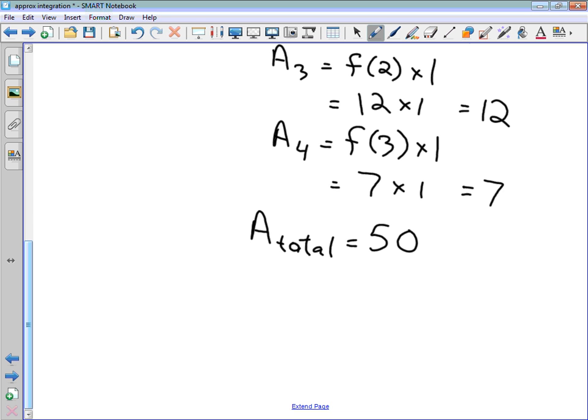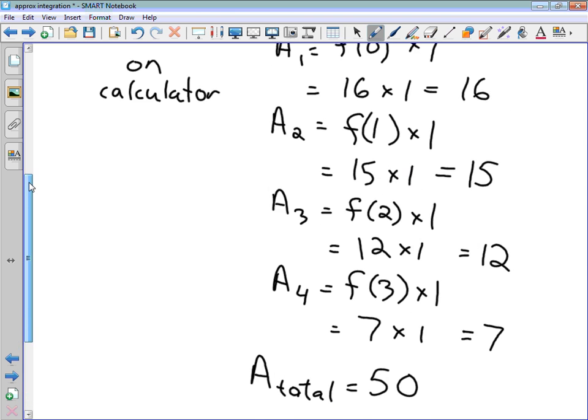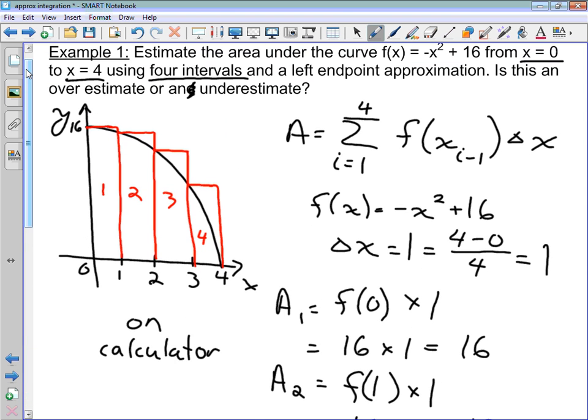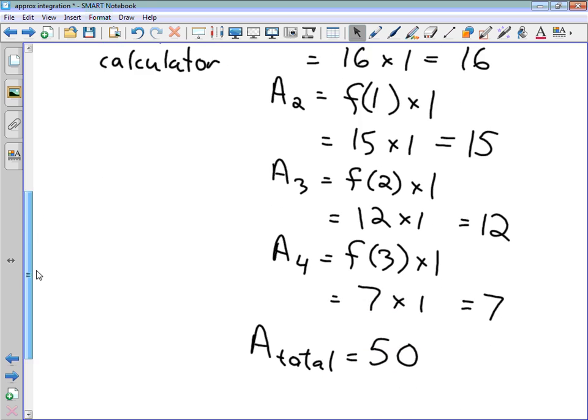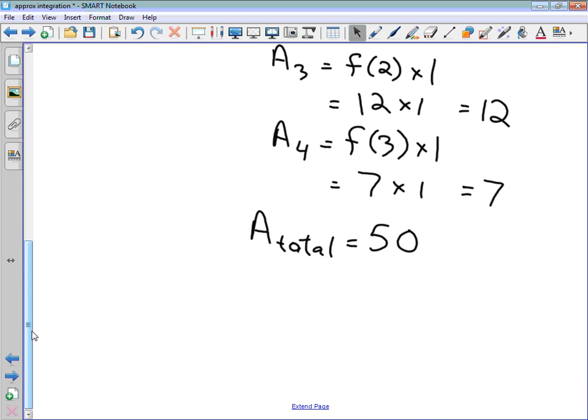Now the final thing that we're asked here is, is this likely to be an overestimate or an underestimate? Well, if we look at our graph, we can see that when we drew each of our rectangles, we had a fair bit of area that is in our rectangles but is not under our curve. So it looks like what we've got here is an overestimate, that our rectangles are too big. So we can just say this is an overestimate.